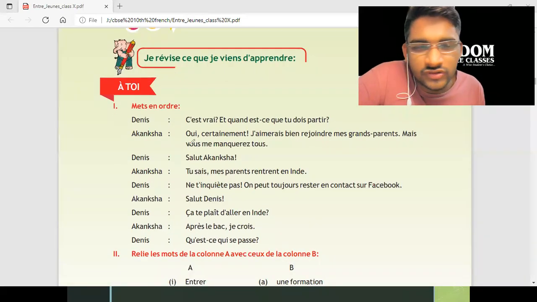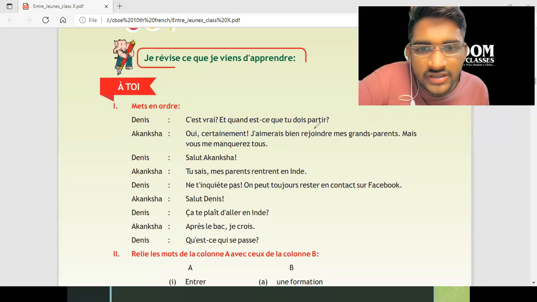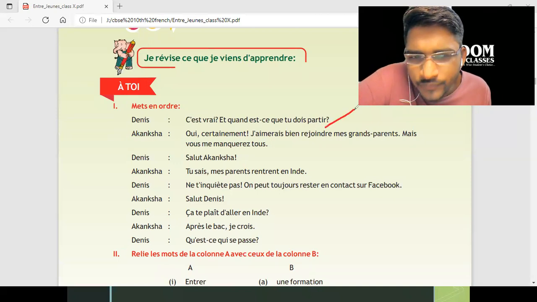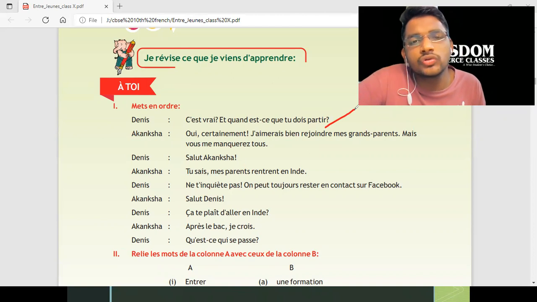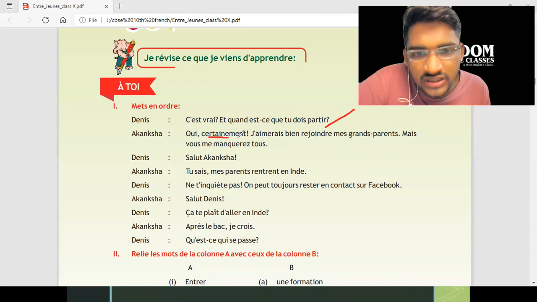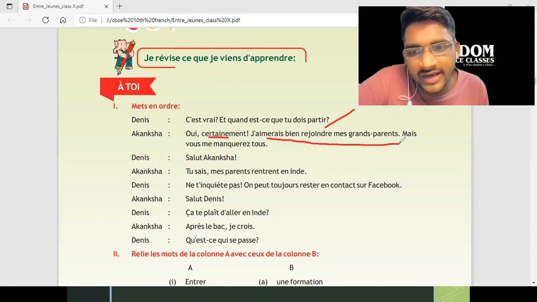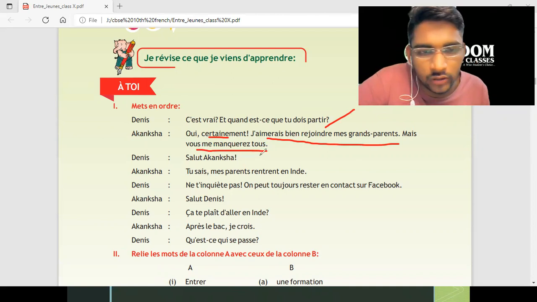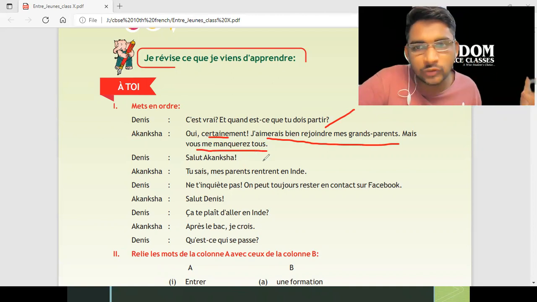There's a conversation between Dennis and Akansha now. C'est vrai, et quand est-ce que tu dois partir? Is it true? And when is it that you have to leave? So Akansha says, yes, certainly. I would like to rejoin my grandparents, but I will miss you all a lot. Okay, I will miss you a lot. So basically, students, Akansha is planning to go back to India.